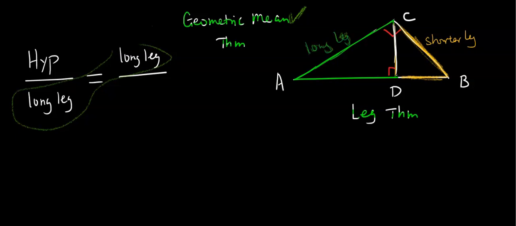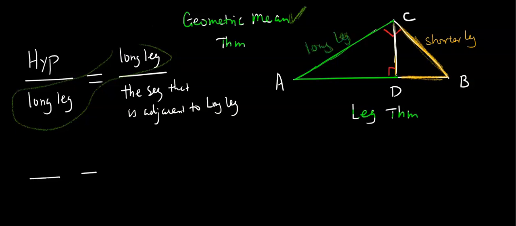Since I'm using long leg, I'm going to use the long leg's projection, which is, in other words, the segment of the hypotenuse that is adjacent to the leg. So AD is adjacent to long leg. So I'm going to use AD. I still write in words. Okay? So I'm going to say the segment that is adjacent to long leg. Looks like a lot of writing, but it's okay.